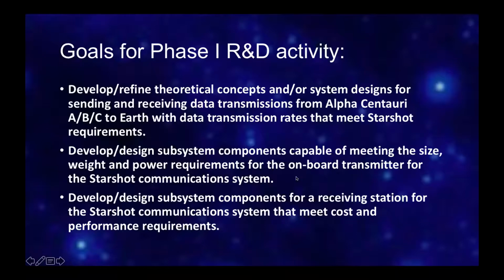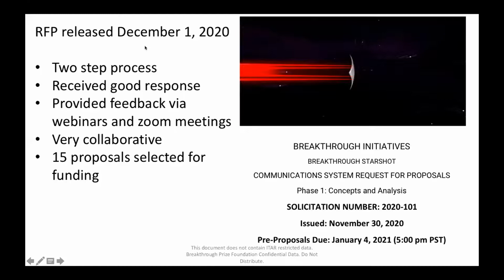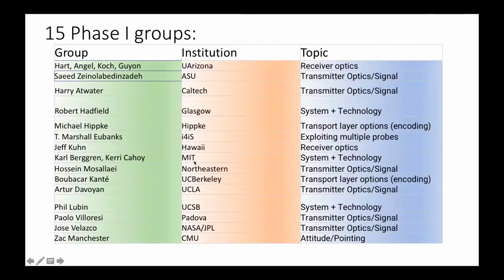So we had an R&D activity. We had a request for proposal a little over a year ago. And we got a good response, a large number of proposals, and we had feedback, we had webinars, we had Zoom meetings, we also had a workshop to actually write this whole thing, and then we selected 15 proposals. These are the 15 groups that most of them have now started work on their different areas. Here are the topics listed here.